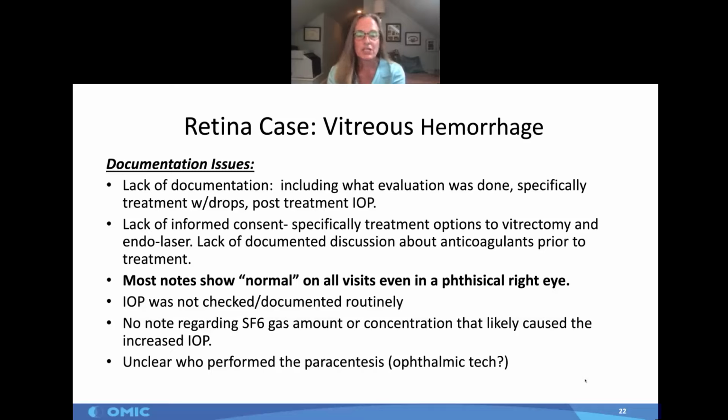The pressure wasn't checked or documented routinely, and the SF6 gas amount and concentration were lacking in the chart, and this likely caused the increased pressure. It's also unclear who performed the paracentesis when the pressure was very high, and there was no MD in the office, so it could have been an ophthalmic technician. So there were many problems with documentation, and this resulted in this settlement. Next slide, please.